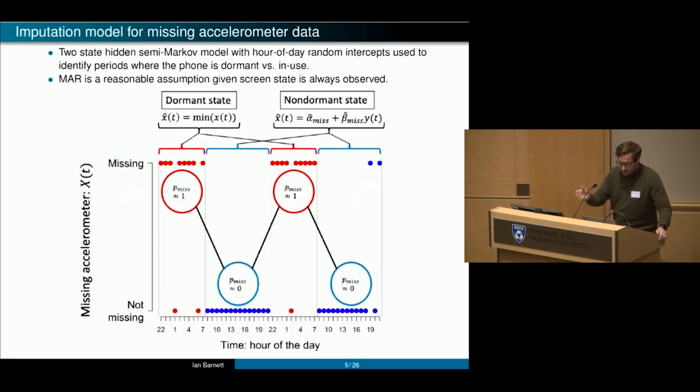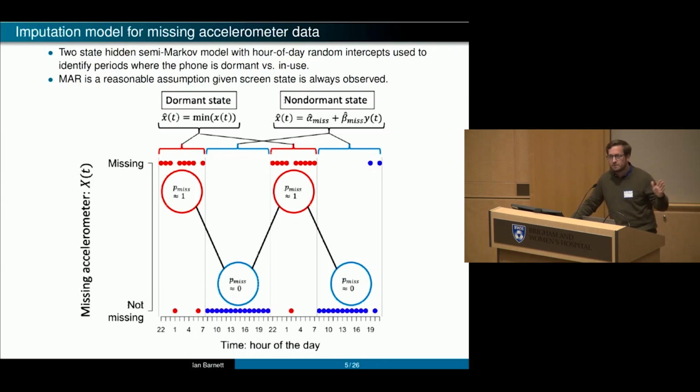So we have such a model. We do a two-state hidden semi-Markov model. And one aspect here is that we include hour-of-day random intercepts, because whether or not you're active on your phone probably depends on time of day. I will say these are also N-of-1 models. These are models using just one individual at a time.